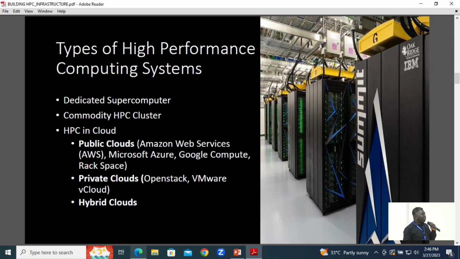So now we have talked about high performance computing. We have different types of high performance computing. We have the dedicated supercomputer. We have the commodity HPC cluster, like the one we talked about. You have HPC in the cloud, like Prof was saying, Colab. You can actually access these resources in the cloud.